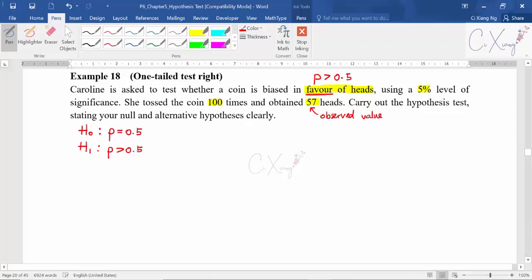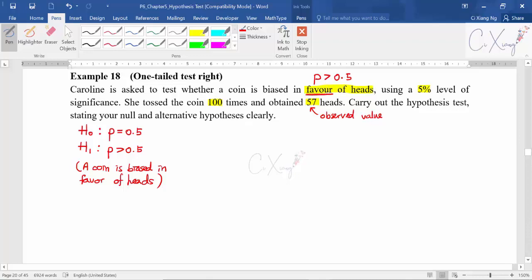Then I will write out a sentence about the alternative hypothesis: a coin is biased in favor of heads. This is the meaning of the alternative hypothesis. So I completed my first step. Now I want to go for the second step.